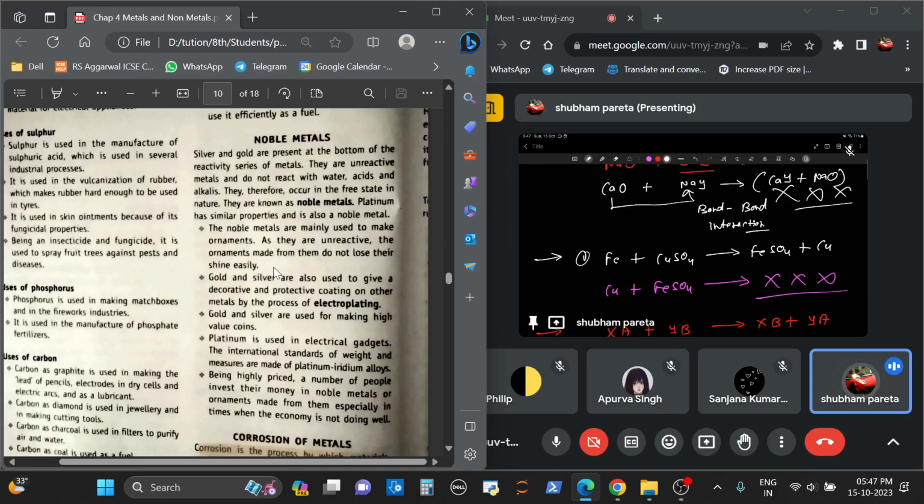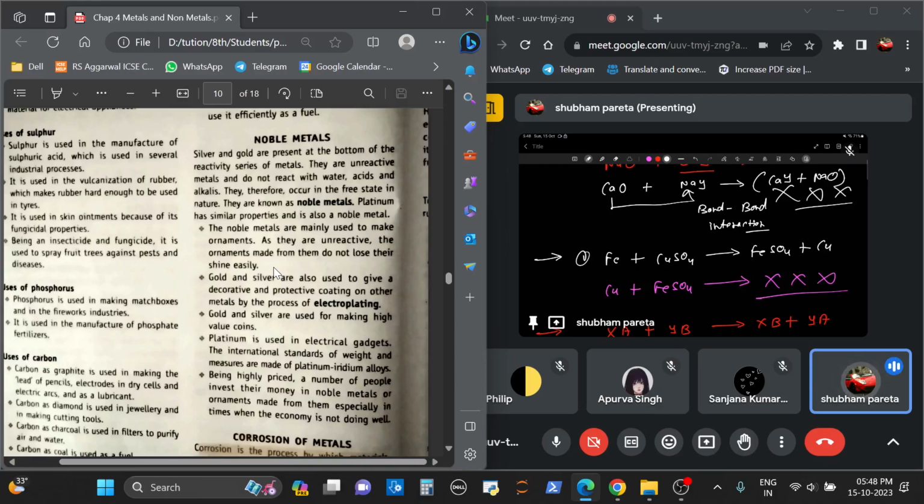See, noble metals are nothing but what? They are very unreactive in nature. Like sodium generally catches fire when it comes in contact with air. Similarly, potassium also exhibits the same property. But in case of silver, gold and platinum, they do not react with any of the things. So that's why it can be said that silver and gold are present at the bottom of the reactivity series, and they are very unreactive.